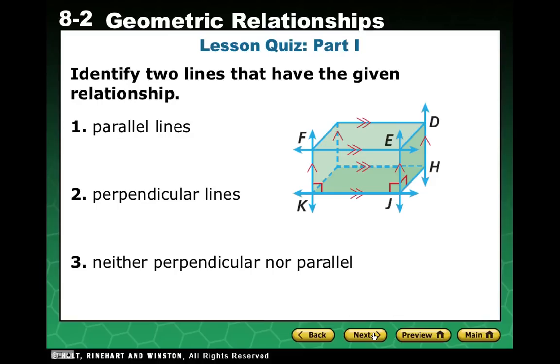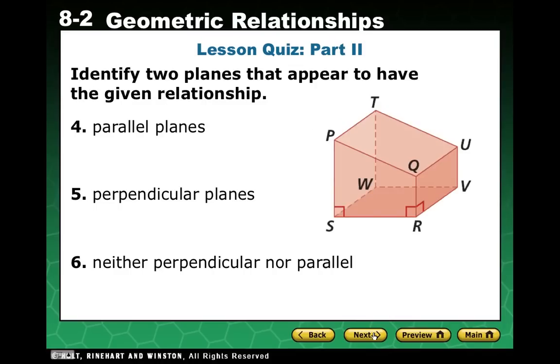Alright, so here's your lesson quiz. Just make a sketch of the drawing and answer these 3 questions. Press pause to finish this part of the lesson quiz, and then press play when you're ready for part 2. Alright, here's part 2. Again, just do your best to sketch the figure. I know sometimes these 3D figures are difficult to draw, but just do your best job and answer the questions. We'll be going over these in class.